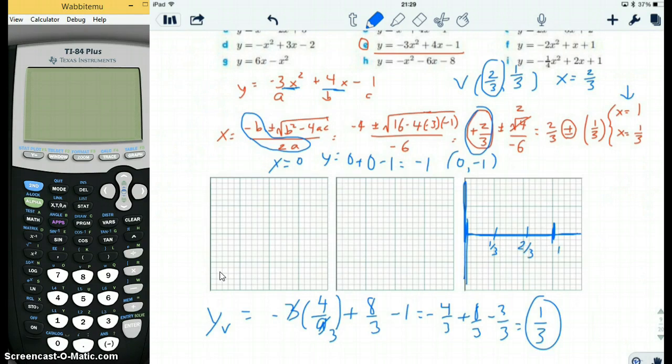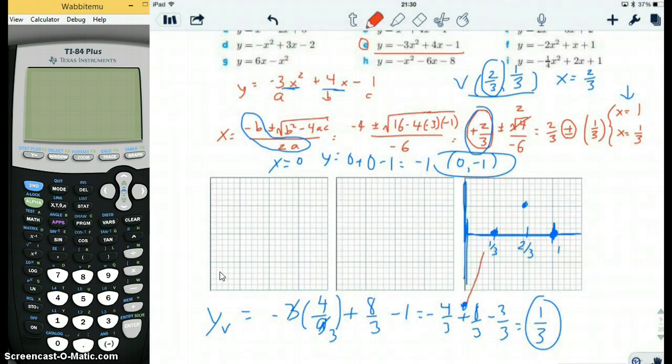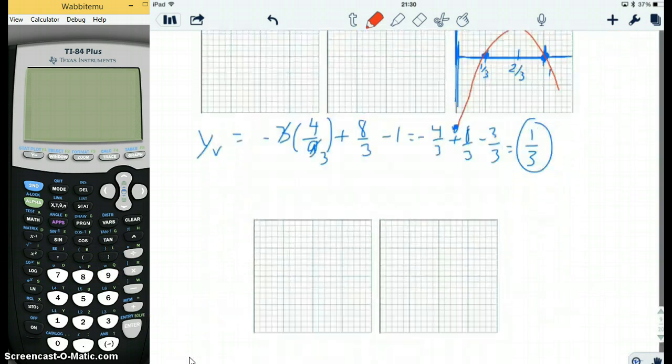The y-intercept was 0, negative 1. That's way down here. The vertex is 2/3, 1/3. That would be here. That's the vertex. The x-intercepts would be 1 and 1/3. So I think we have enough points now. So we'll draw it like that. Okay, that's it. No more for this page.